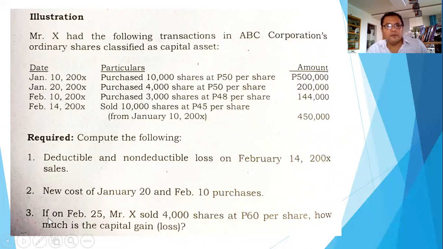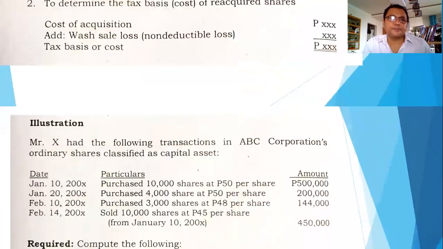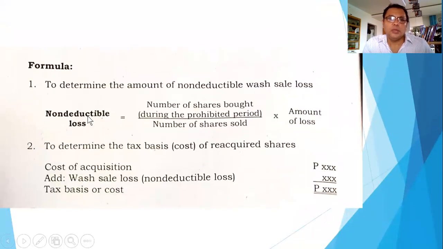And if on February 25, Mr. X sold 4,000 shares at 60 pesos per share, how much is the capital gain? So this is another problem. So we first compute the first one, the deductible and non-deductible loss on February 14. So this is the formula again: it equals the number of shares bought during the prohibited period divided by the number of shares sold, times the amount of loss.